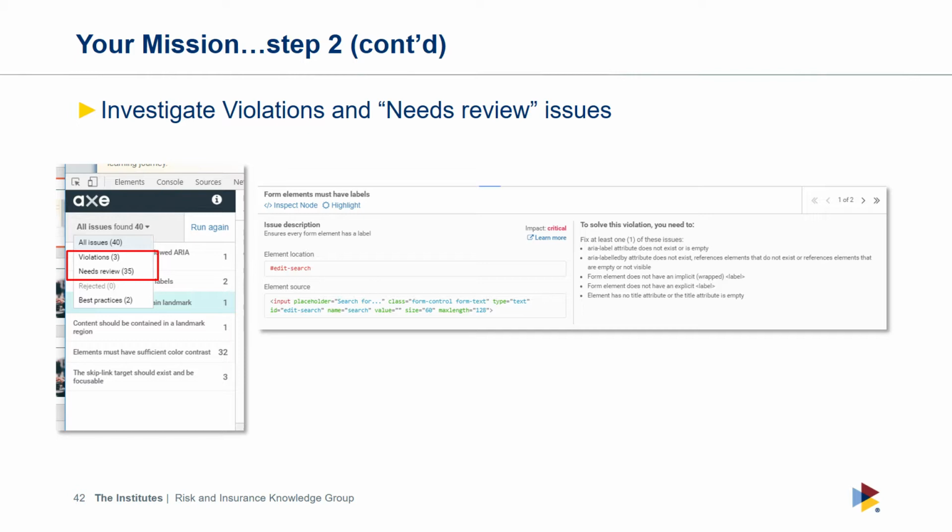What Axe does when it goes through your page is run through your code, and come up with what your violations are and what needs review. This is the sort of output you're going to get. It's going to tell you exactly what the problem is. I told you, search doesn't have a label. Every time, they want just that little magnifying glass, and they don't want to have a label.